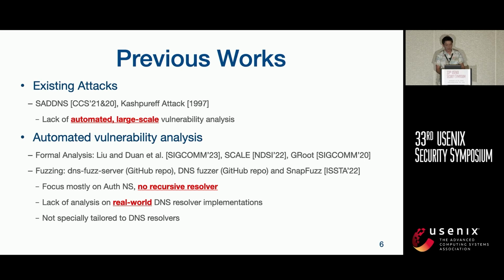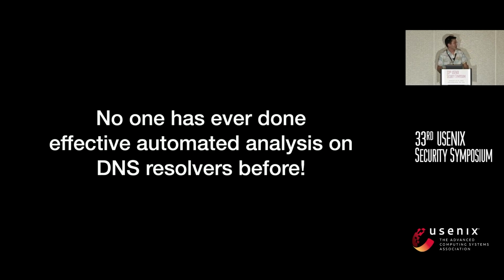We also have automatic vulnerability analysis ways, for example, formal analysis and fuzzing. But those previous works either focus mostly on the authoritative nameserver, but not complicated ones like recursive resolvers, or they lacked analysis on real-world DNS resolver implementations, especially for the formal analysis, or they are not specially tailored to DNS resolvers, for example, SnapFuzz published in ISSTA 2022. After that, we found a very unfortunate fact that no one has ever done effective automated analysis on DNS resolvers before. So we plan to take this challenge.